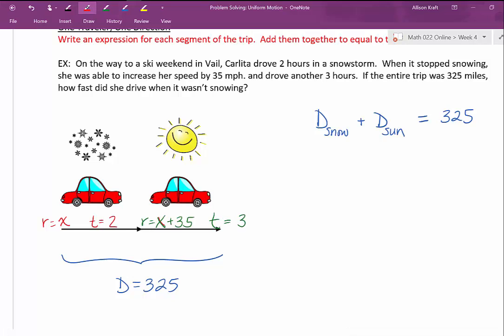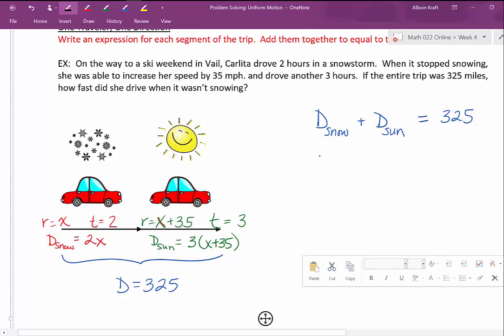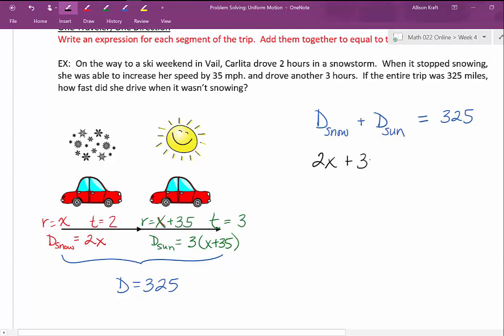Now we'll write a distance expression for each portion. The distance when it was snowing is equal to the rate times time, which is 2x. And the distance when it was sunny is the rate times time, which is going to be 3 times x plus 35. These two distances added together will be our total distance. We get the equation 2x plus 3 times x plus 35 is equal to 325.